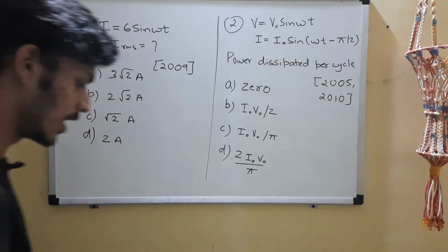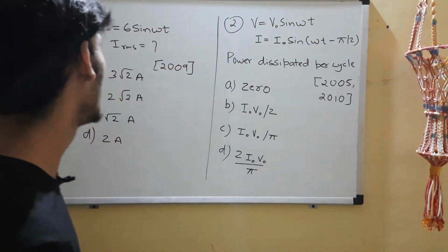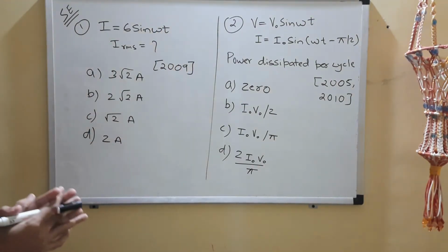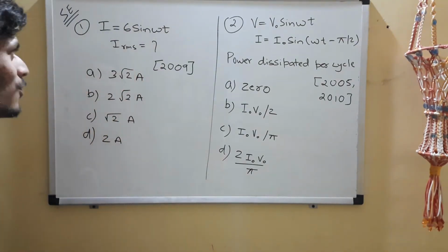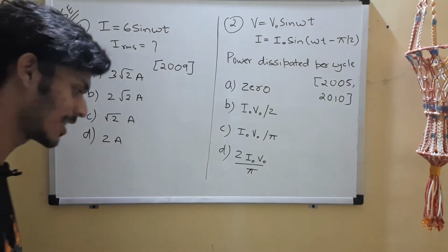Question 1 and 2 over here, questions from the super easy category. In question 1 you are given the equation of current for an AC source, and you are supposed to find the RMS value. Such a simple question, right?